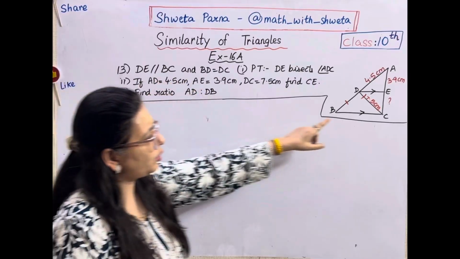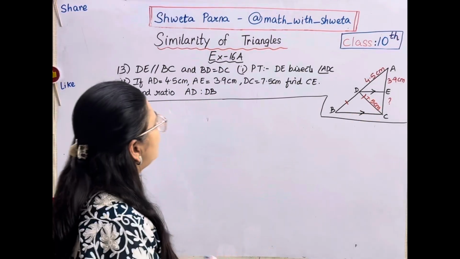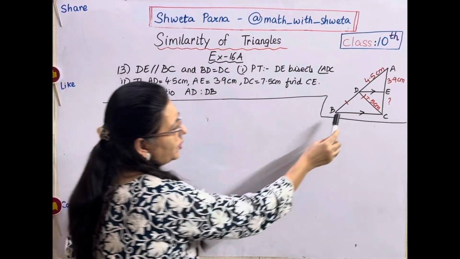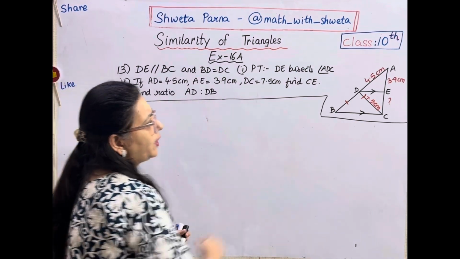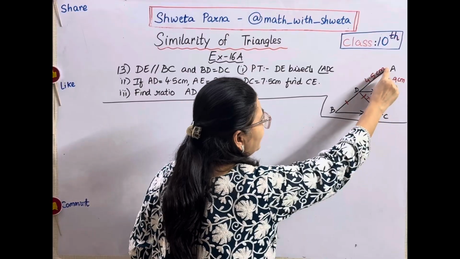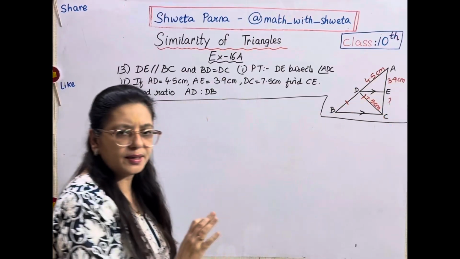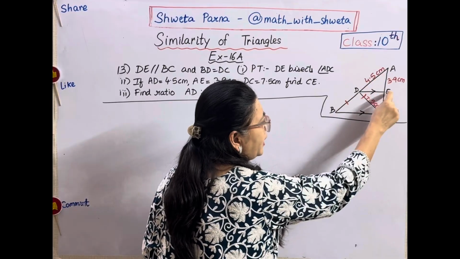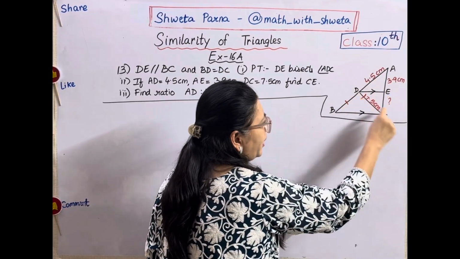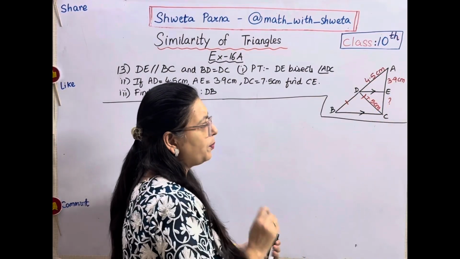DE is parallel to BC. I have put the arrow marks. And BD is equal to DC. These two segments are also equal. You have to prove that DE bisects angle ADC. That means you have to prove that angle ADE is equal to EDC. Right? You have to prove that.